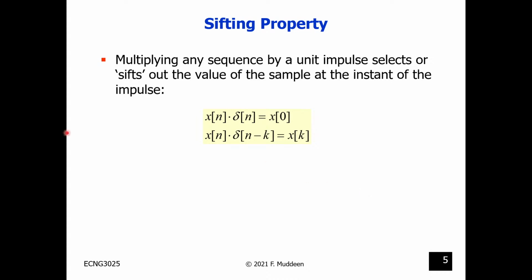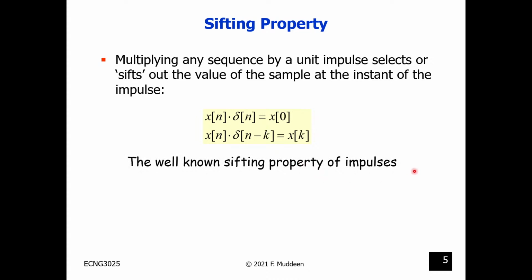So if we say we have some arbitrary discretized time signal x of n, and we multiply it by delta of n, our unit impulse, because the shift here is just going to be 0, we're going to end up with a result of x of 0. Similarly, if we take that same x of n signal and multiply it by delta of n minus k, a shifted or delayed unit impulse, that allows us to extract the value of x of n at the instance of k instead. So the multiplication of these two signals will result in x of k.